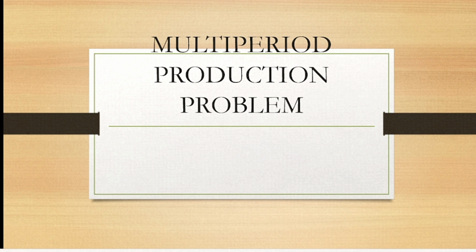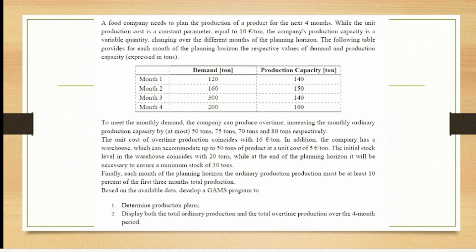Today, we are solving a multi-period production planning problem in GAMS. A food company needs to meet demand for the next 4 months. Each month, demand is fixed.